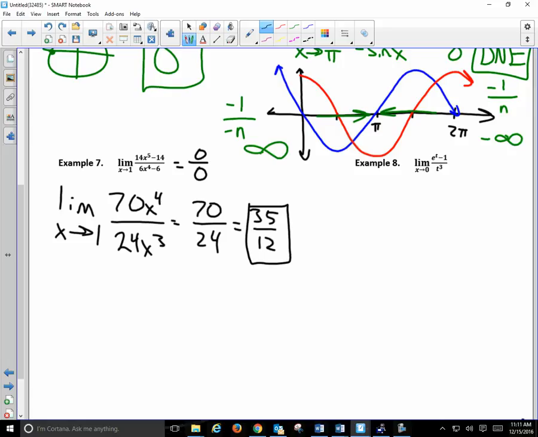Sweet. That's the limit. Which is really cool. If you graph this function on the calculator, it is very close to 3, but it comes out to be exactly 35 over 12, so it's pretty neat. Okay, last one.